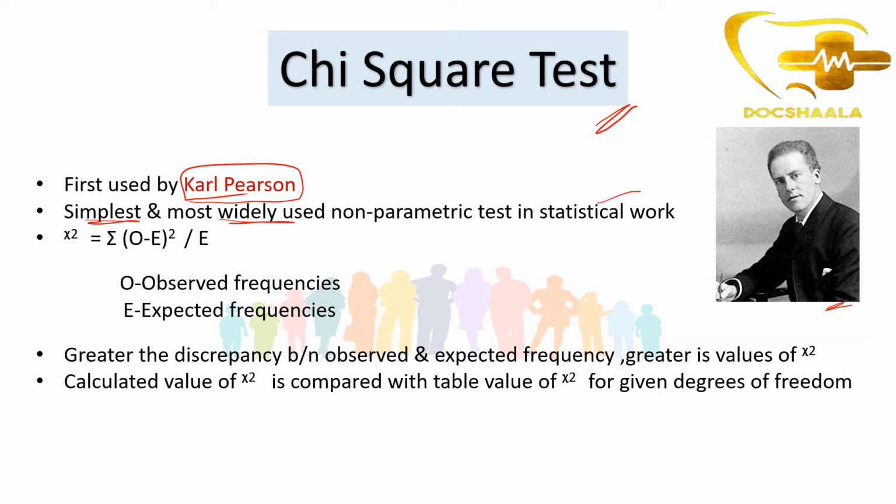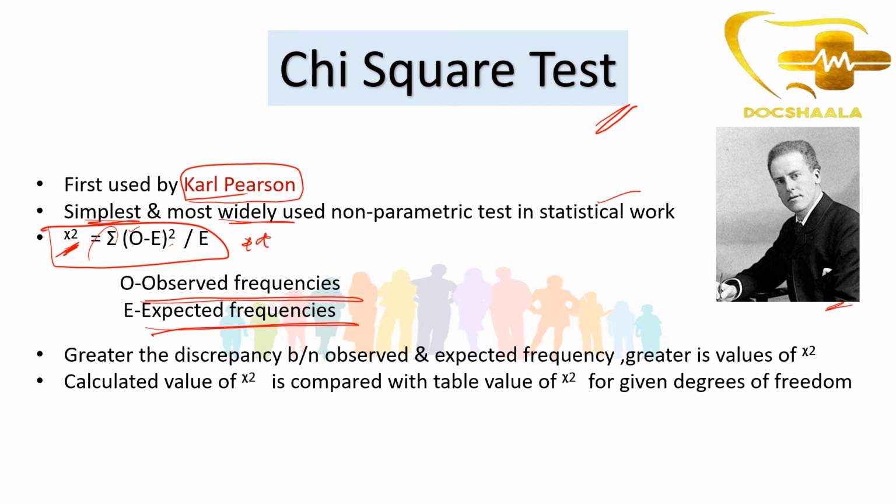It revolves around this formula, which is an important one. This is the chi-square: chi-square equals sigma of (O minus E) whole square by E. What is O? What is E? Sigma is the sum of all. O is the observed frequencies and E is the expected frequencies. So we'll see what it is.